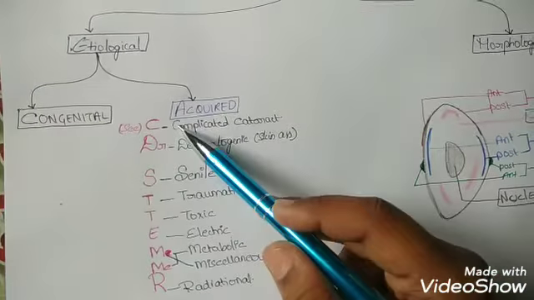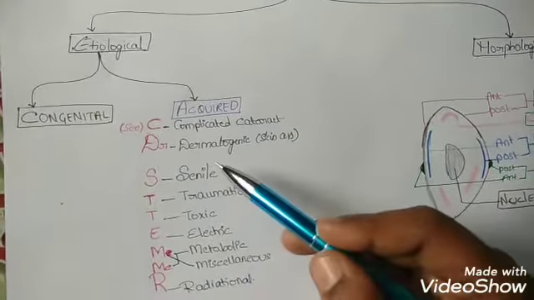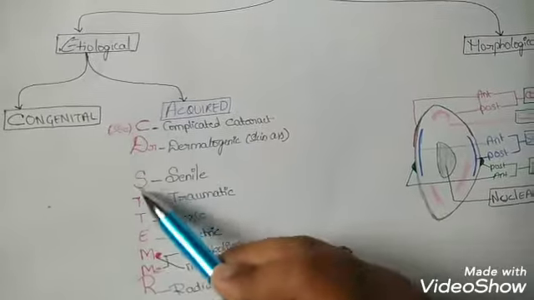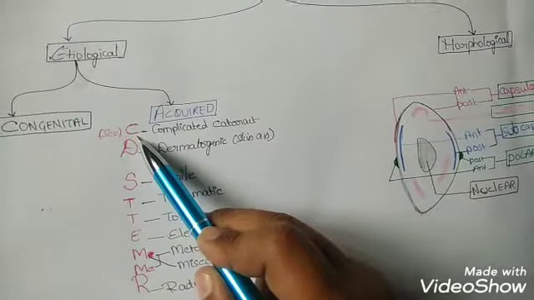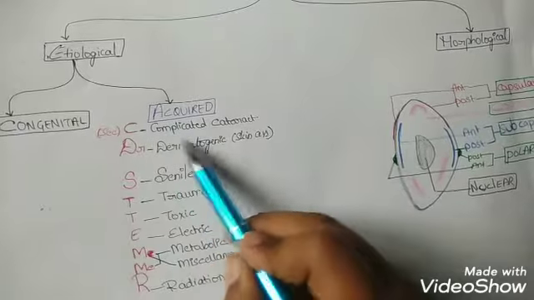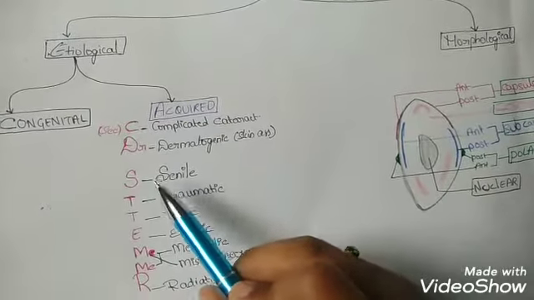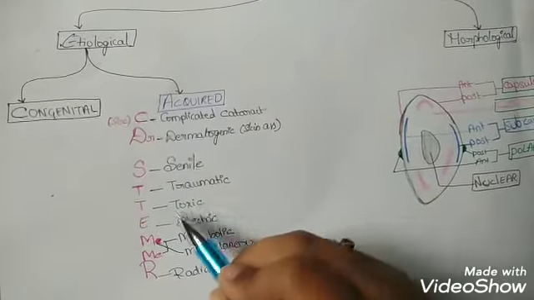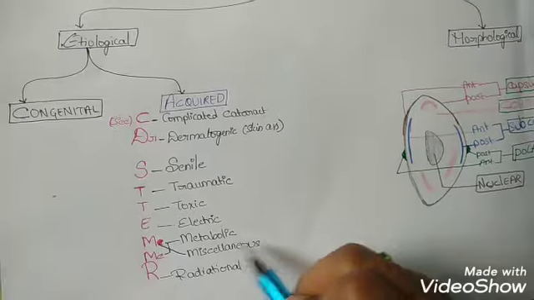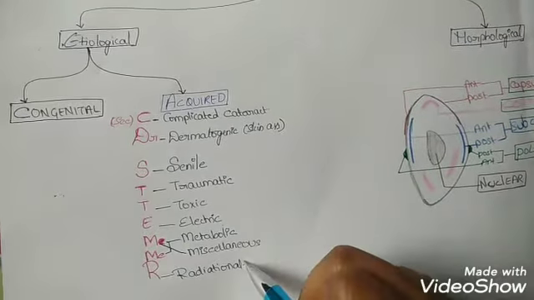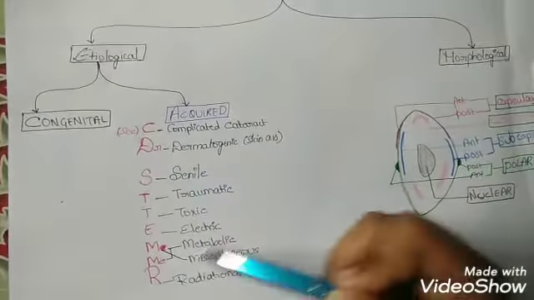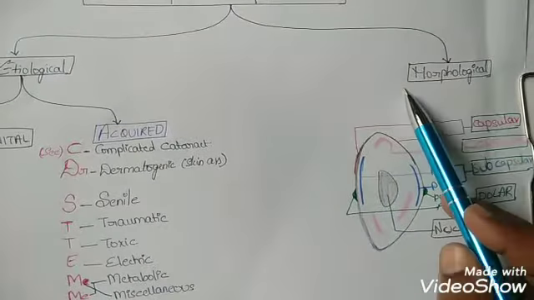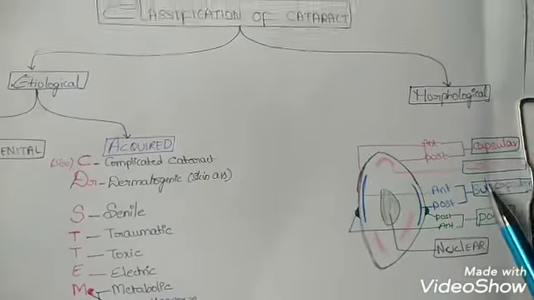So here I have made a mnemonic to remember the types of acquired cataracts, that is see Dr. Stemmer. Here I have made C like this, so don't get confused. C, complicated cataract, dermatogenic cataract, senile, traumatic, toxic, electric, miscellaneous, metabolic, and radiational. So remember this, that is C, Dr. Stemmer.